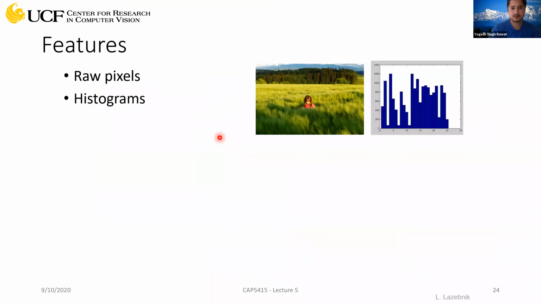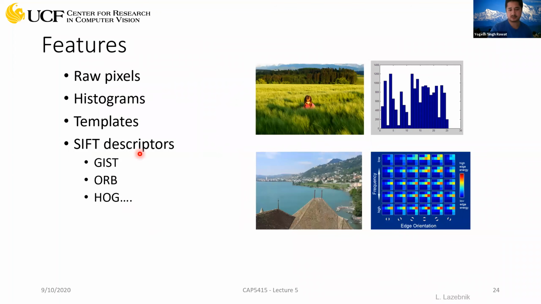Okay, so I think we covered these features. These are handcrafted features. We can also use raw pixel values directly by passing in the image. We can have features like histograms. We can use templates, and these are all descriptors. And then we can have learned features.